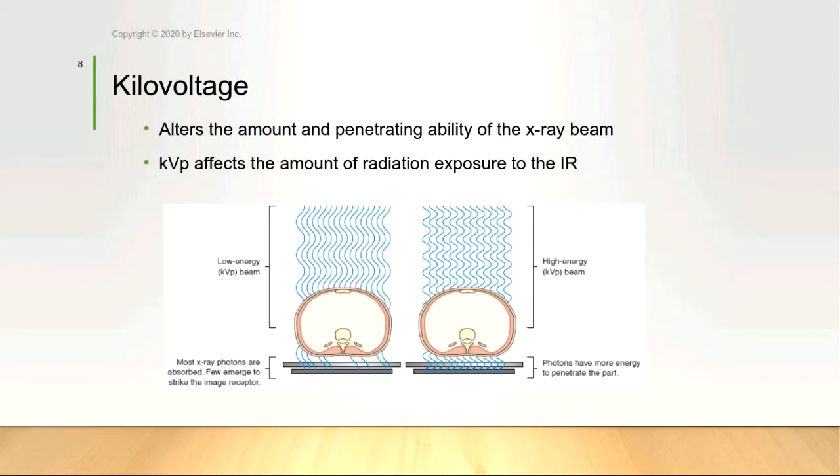All right, so KVP affects the exposure to the IR as well, because remember, it alters not only the amount of radiation exiting the tube and entering the patient, but it also affects the penetrability of the beam and how it passes through the patient. It determines, is it going to transmit, is it going to photoelectrically absorb, or is it going to create Compton scatter? So it alters the amount and the penetrating ability of the beam, and it affects the amount of radiation exposure to the IR. So it also plays a part in exit or remnant radiation.